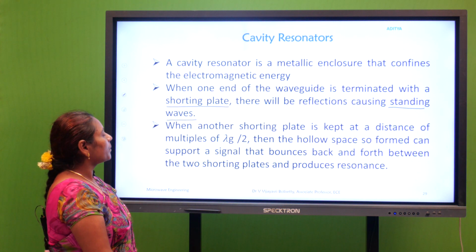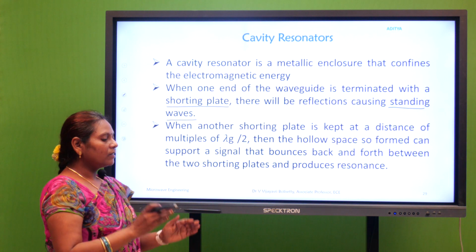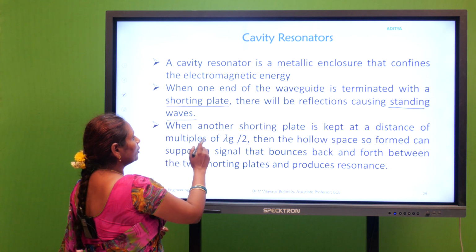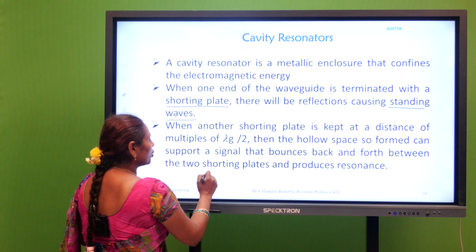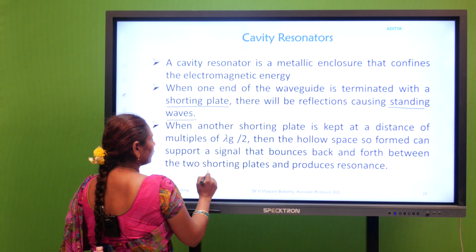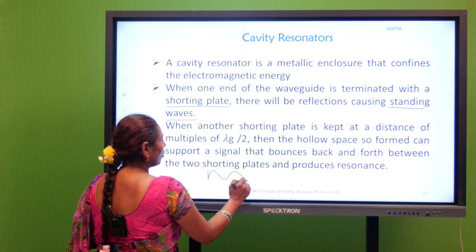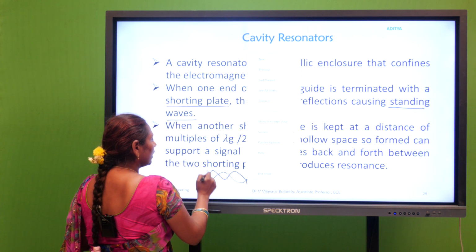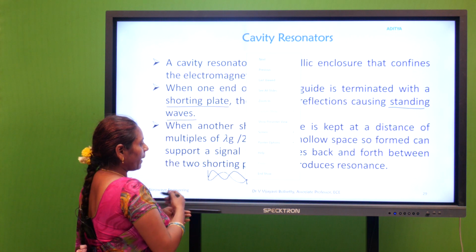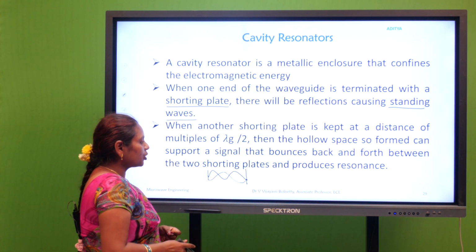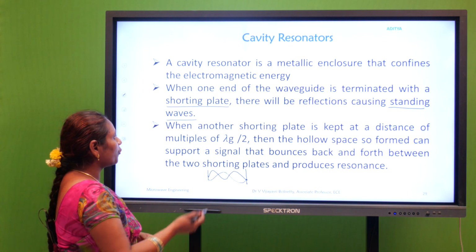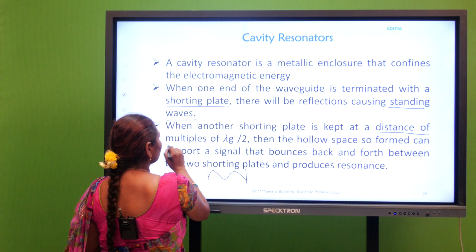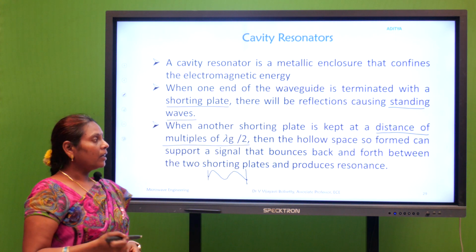When another shorting plate is kept at a distance of multiples of lambda g by 2, that means when the wave reflects back and we place a shorting plate at this end also, then we get the waves being produced. Suppose this is one end and the wave enters here, goes on, hits the shorting plate and produces reflections, so we get a wave that propagates, reflects back and comes back. Such reflecting signals can be produced if we place these two shorting plates at a distance of lambda g by 2 or at multiples of lambda g by 2.